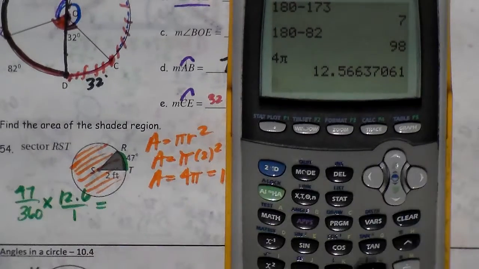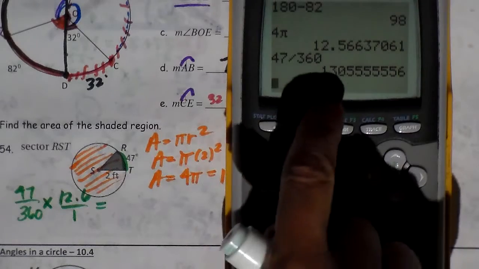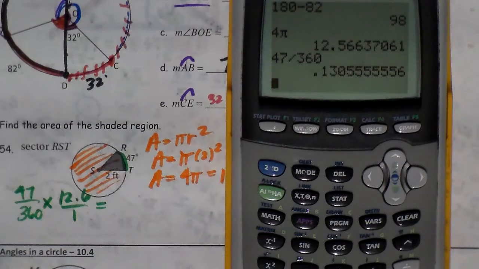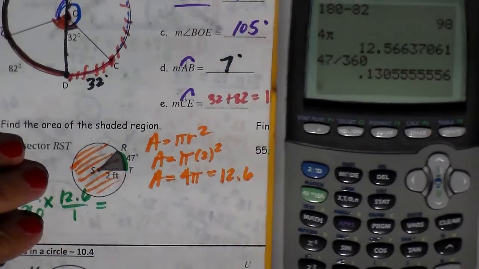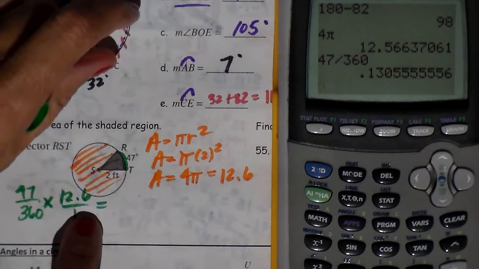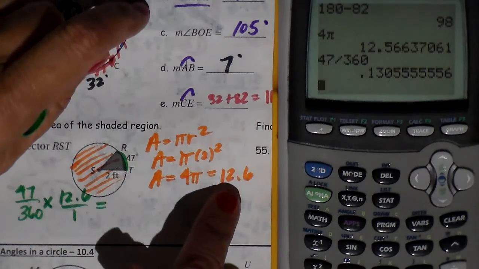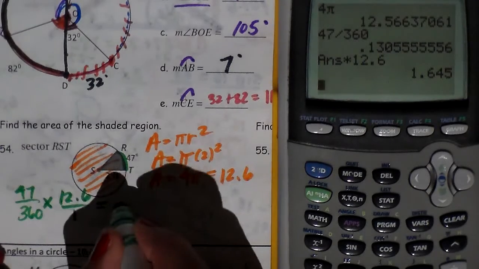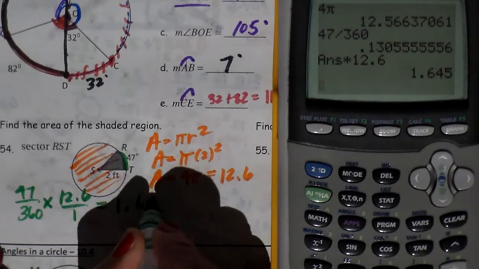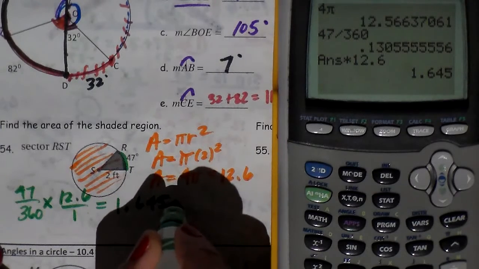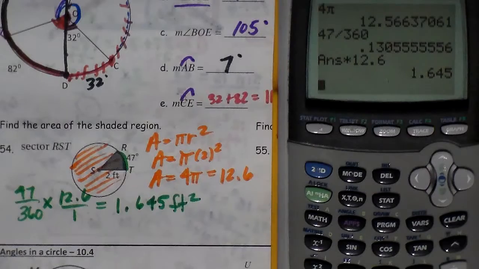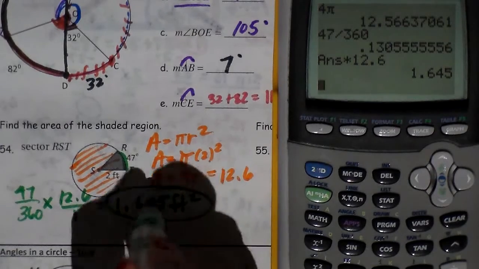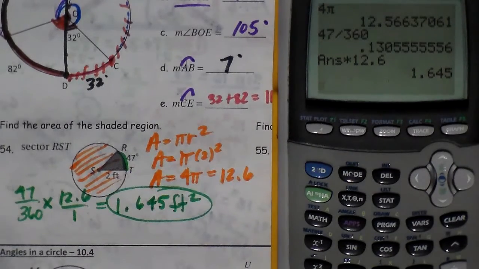So if I take 47 divided by 360, that tells me that's about 13%. If you remember how to do percentages, that's about 13%. So we're looking at about 13% of the circle. So 13% of 12.6. I'm going to multiply that 13% times 12.6 and it's 1.645 feet squared. Okay, so that is the shaded region. So it's just a percentage.